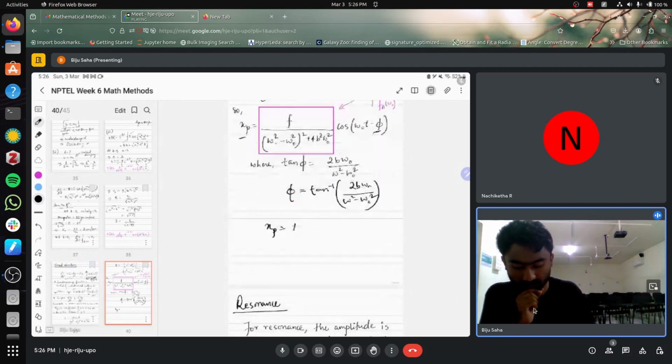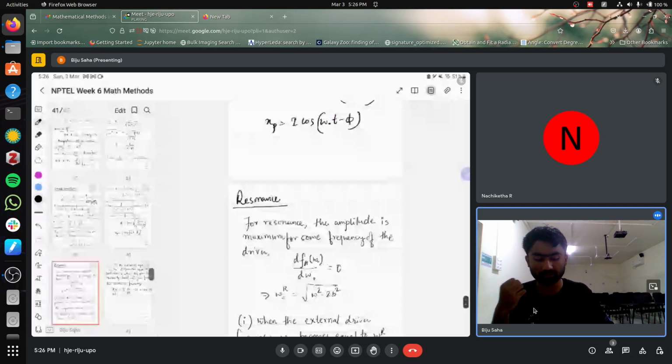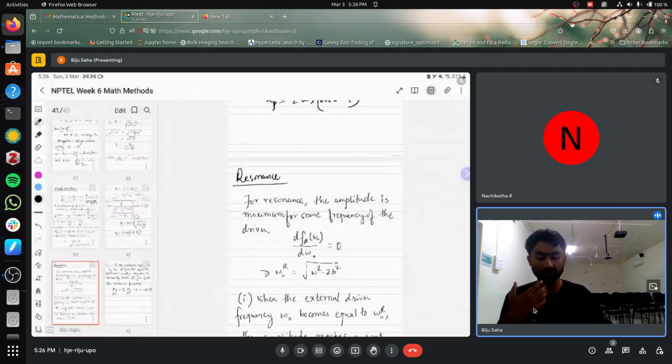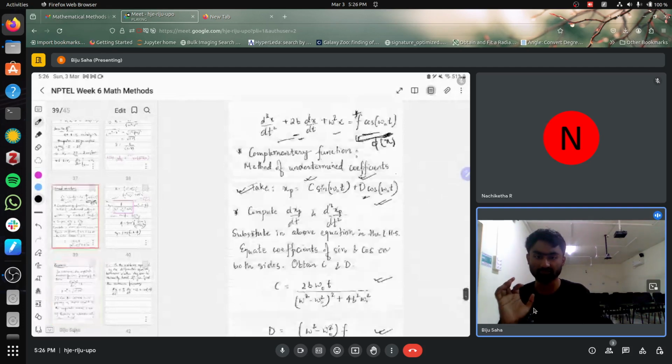So xp is equal to one part the amplitude and another the phase. For the condition of resonance, resonance is a condition where the amplitude of the motion becomes very high. As we keep on increasing this driver frequency, we can achieve that condition.